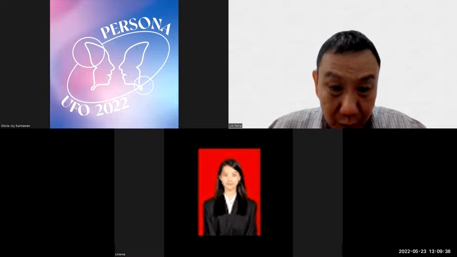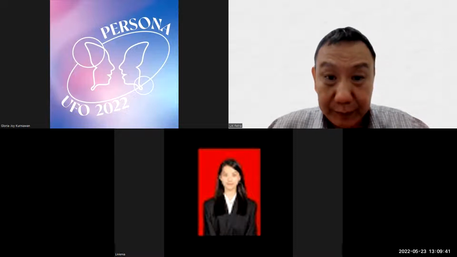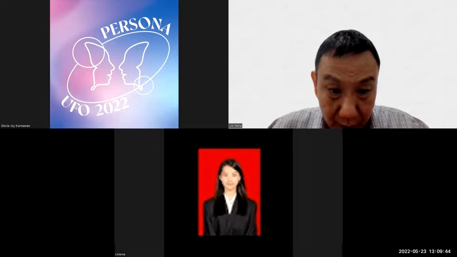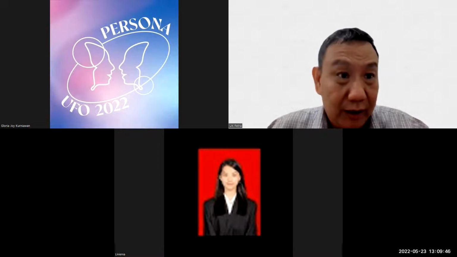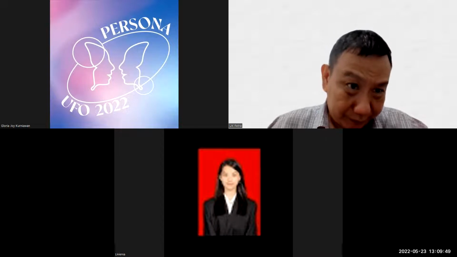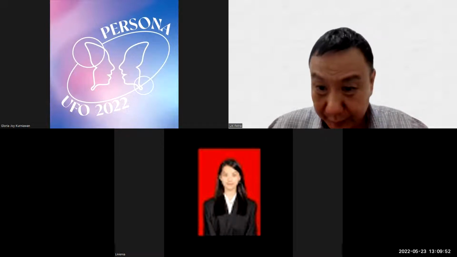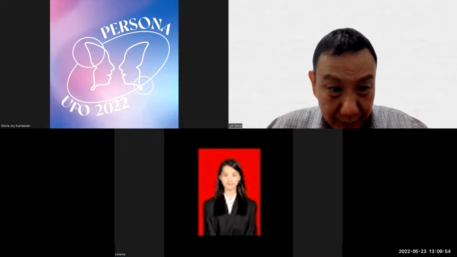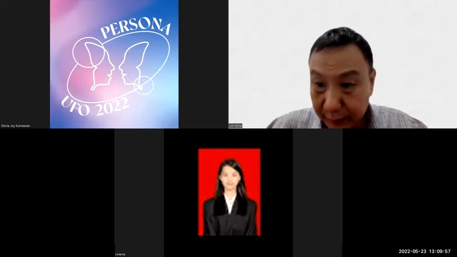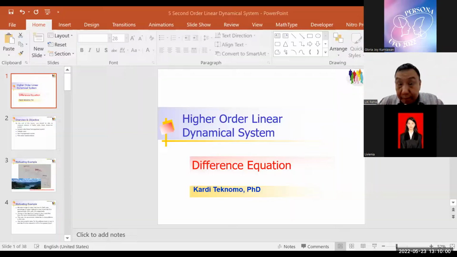So you go to Lentera, second order linear dynamical system, or higher order. Can you see? Second order, the higher order linear system or second order dynamical system. I don't know what I put there in Lentera. Oh, higher order difference equation.